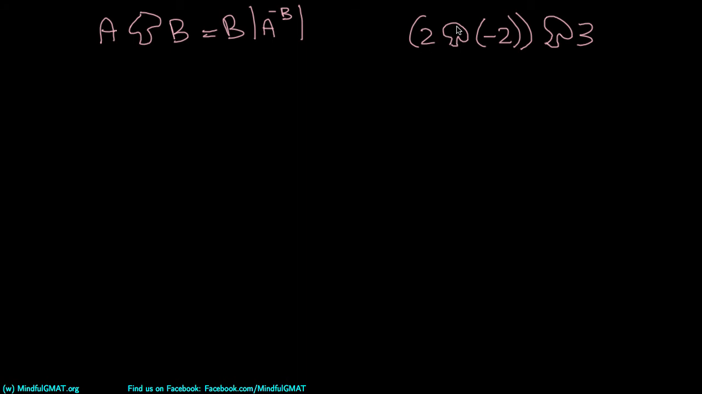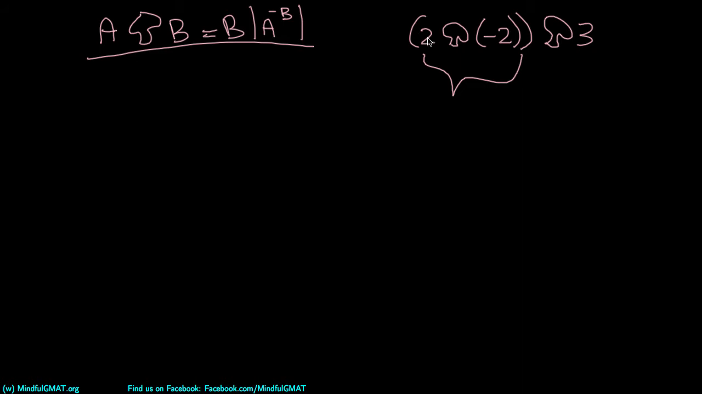Now, the only thing you need to do here, and it's really straightforward, is to apply this definition. But the difficult thing is that it's actually applied twice in the same expression. This symbol is nested in another symbol. What you need to do is just work from inward to outward. So you first calculate this first part: 2 symbol minus 2.